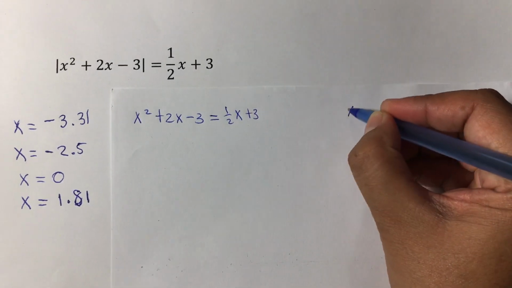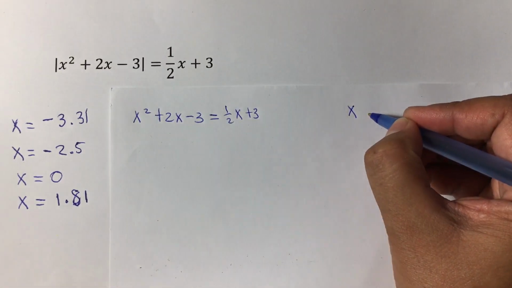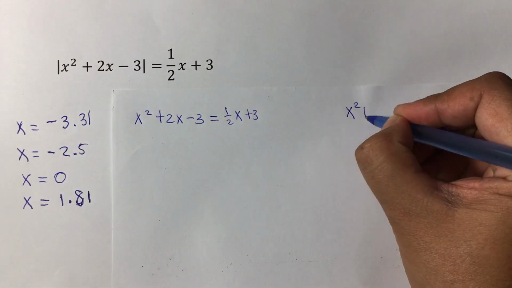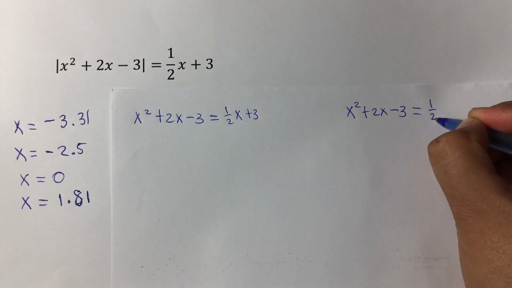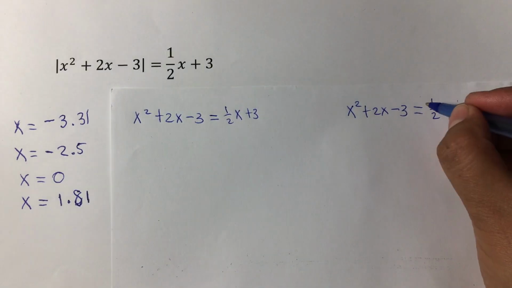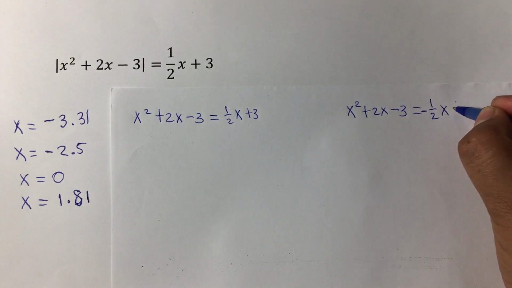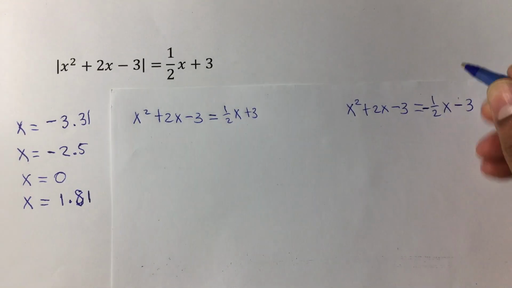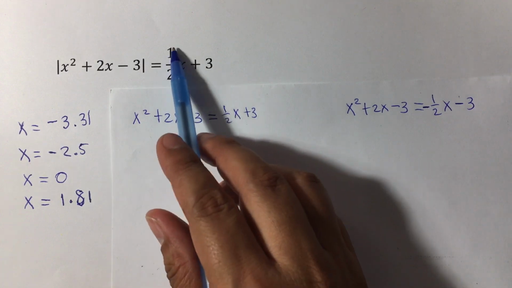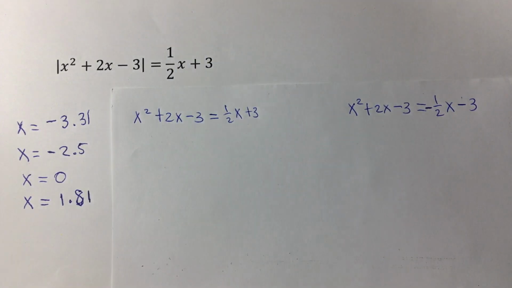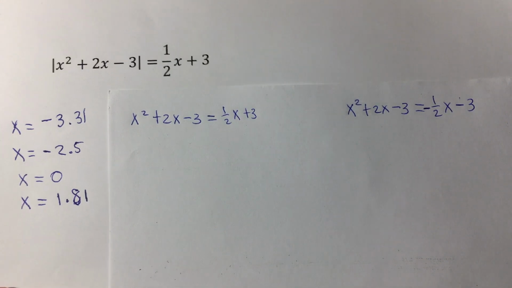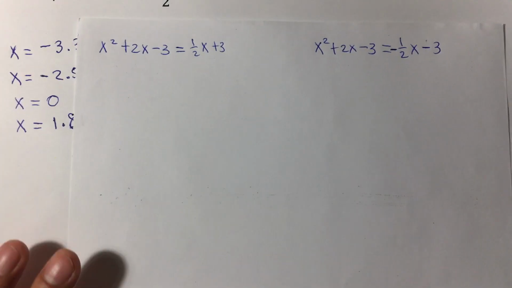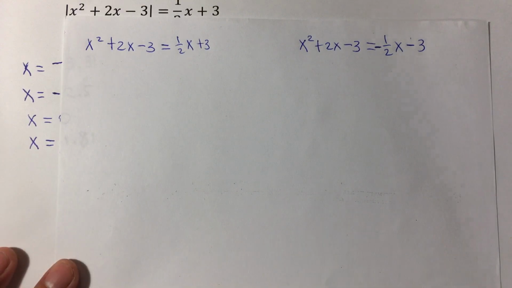And then we're going to do the same thing, but now this will change to negative. So x squared plus 2x minus 3 equals negative 1/2 x, negative 3. So all you're doing is changing the sign of every term. Okay, changing the sign, not putting it negative, changing the sign. Okay, now that we have that, we start working with it.